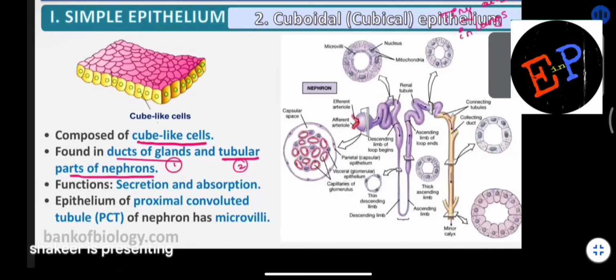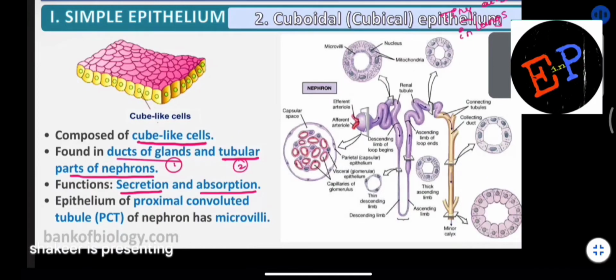So what is the function of cuboidal epithelium? Secretion and absorption. They will secrete the body fluids, and they will absorb the body fluids also. That is the function of cuboidal epithelium. Are you able to understand?